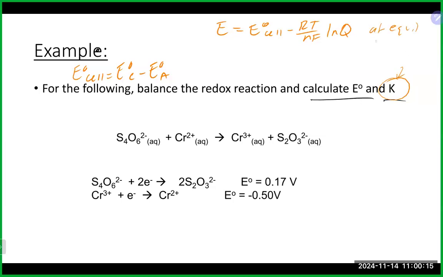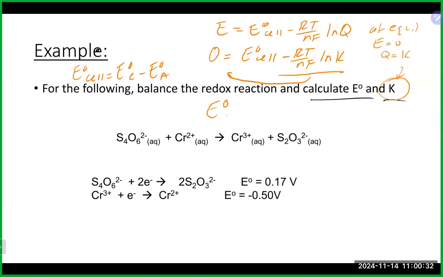We will know, as I just mentioned, E would equal 0 and Q would equal K, which would give you 0 is equal to E of the cell minus RT over nF natural log of K. Take this whole part and add it to the other side. That will give you the equation that you need, which is E of the cell equals RT over nF natural log of K. So again, you could get that other equation from the Nernst equation.